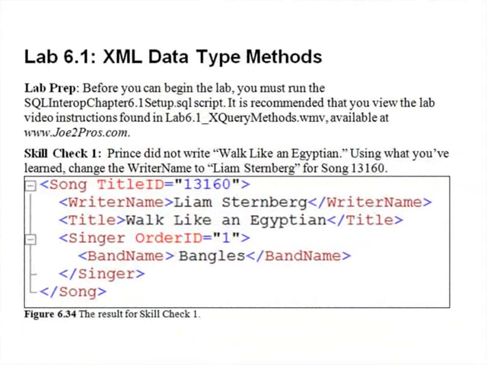Lab 6.1, Skill Check 1. Prince did not write Walk Like an Egyptian. Using what you've learned, change the writer name to Liam Sternberg for song 13160.